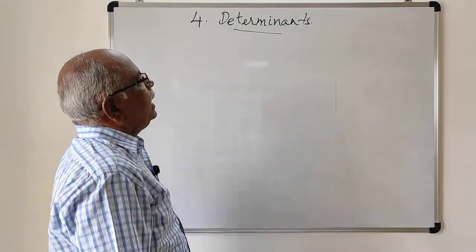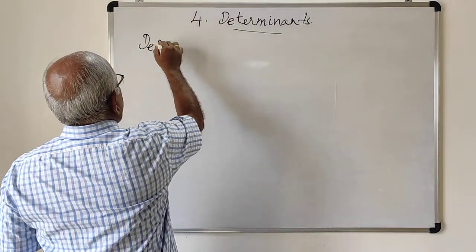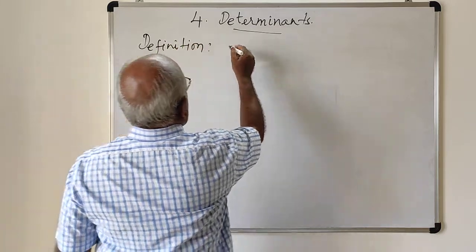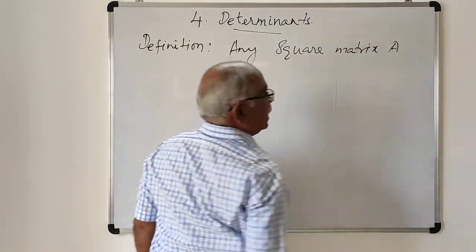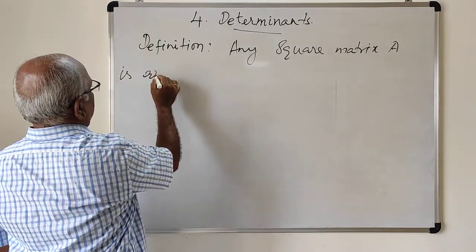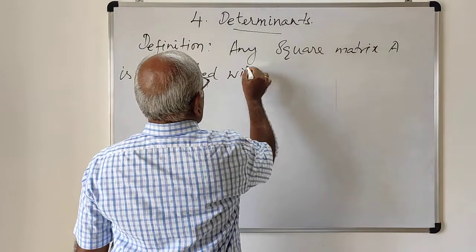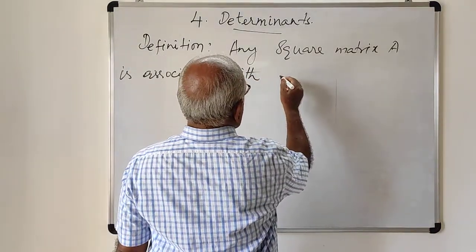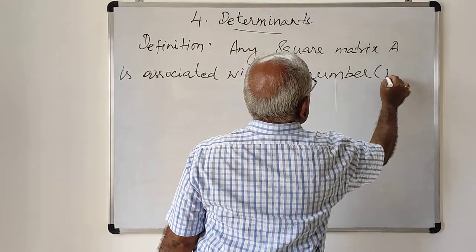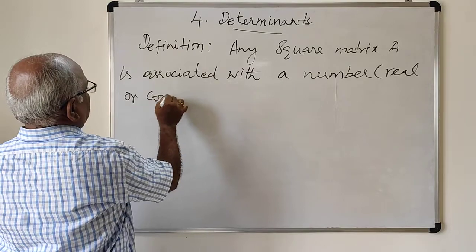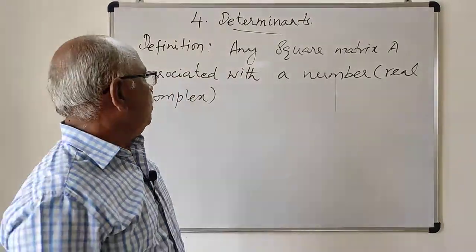The square matrix A is associated with a real number. It may be the definition of determinant. Any square matrix A is associated with a number. Associated with a number, it may be real or complex. Any square matrix A is associated with a number, it may be real or complex, is called a determinant.